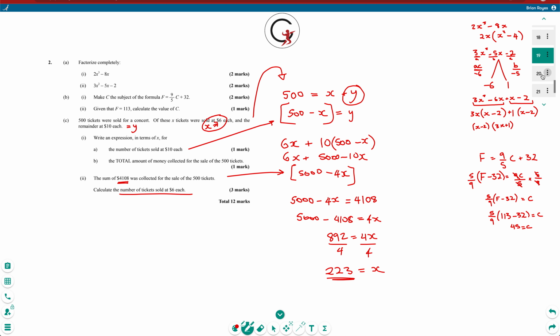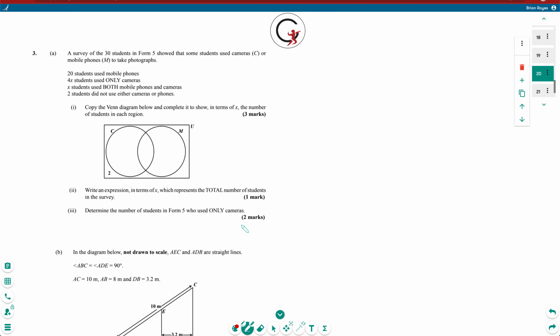Okay, let's continue to the next question. Question 3 reads, a survey of the 30 students in Form 5 showed that some students use cameras or mobile phones to take photographs. They're giving us some information here and asking us to fill in the Venn diagram to show this information in terms of x, which is the number of students using both mobile phones and cameras. So the way that we do that is we're going to say that if 30 students exist in Form 5, then the universal set here is equal to 30.